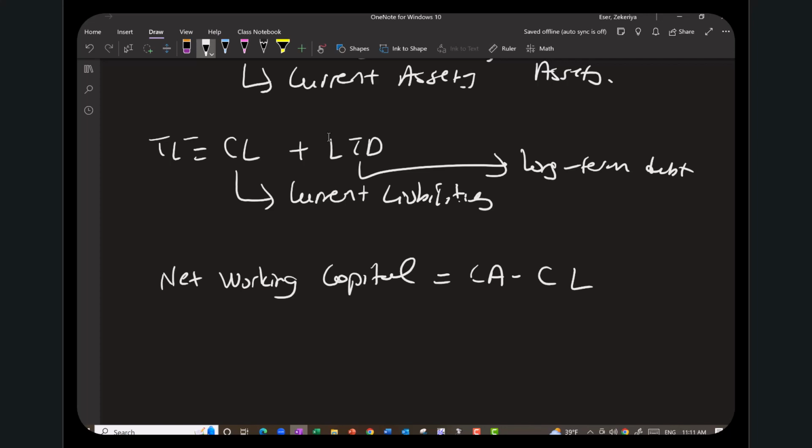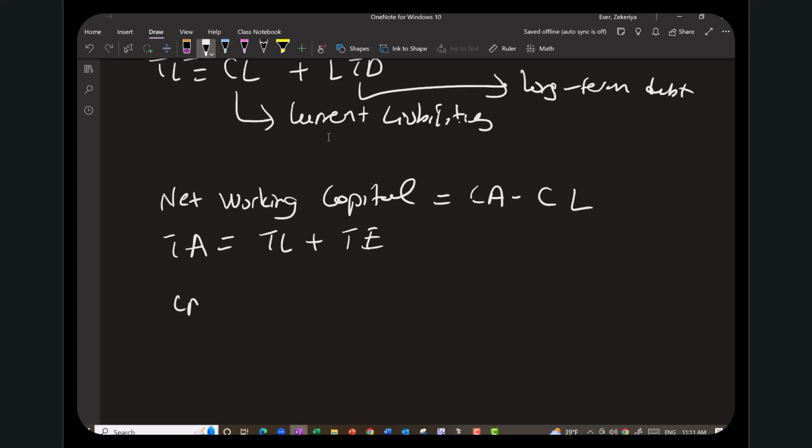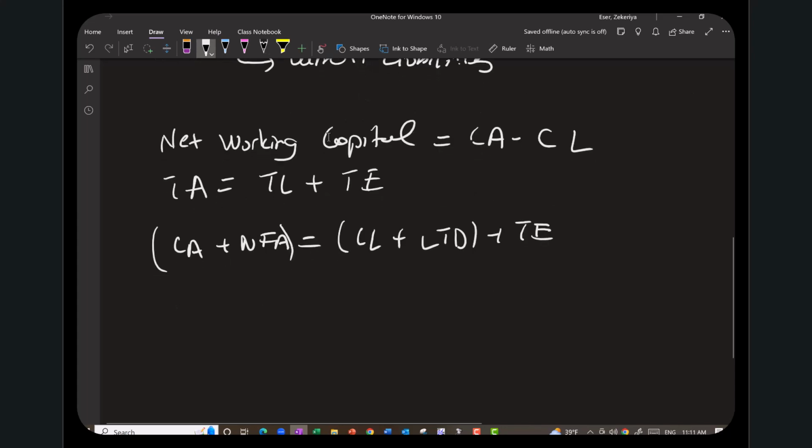So there are different ways you can write the balance sheet identity. That means current assets plus net fixed assets equals current liabilities plus long-term debt plus total equity. If you rearrange that a little bit, current assets minus current liabilities plus NFA is equal to long-term debt plus total equity.